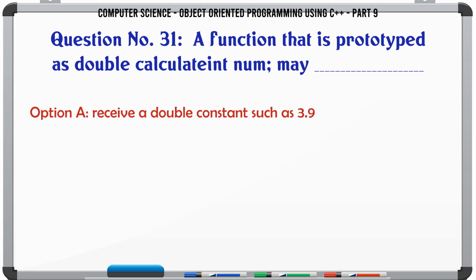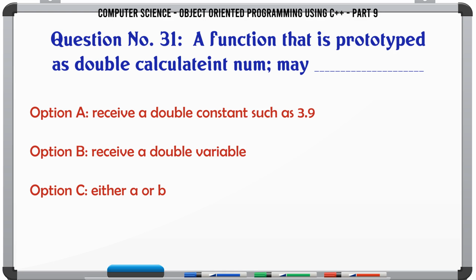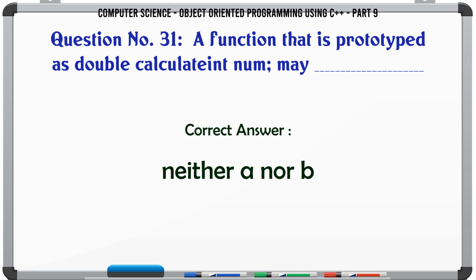A function that is prototyped as double calculate(int num) may: A. receive a double constant such as 3.9. B. receive a double variable. C. either A or B. D. neither A nor B. The correct answer is neither A nor B.